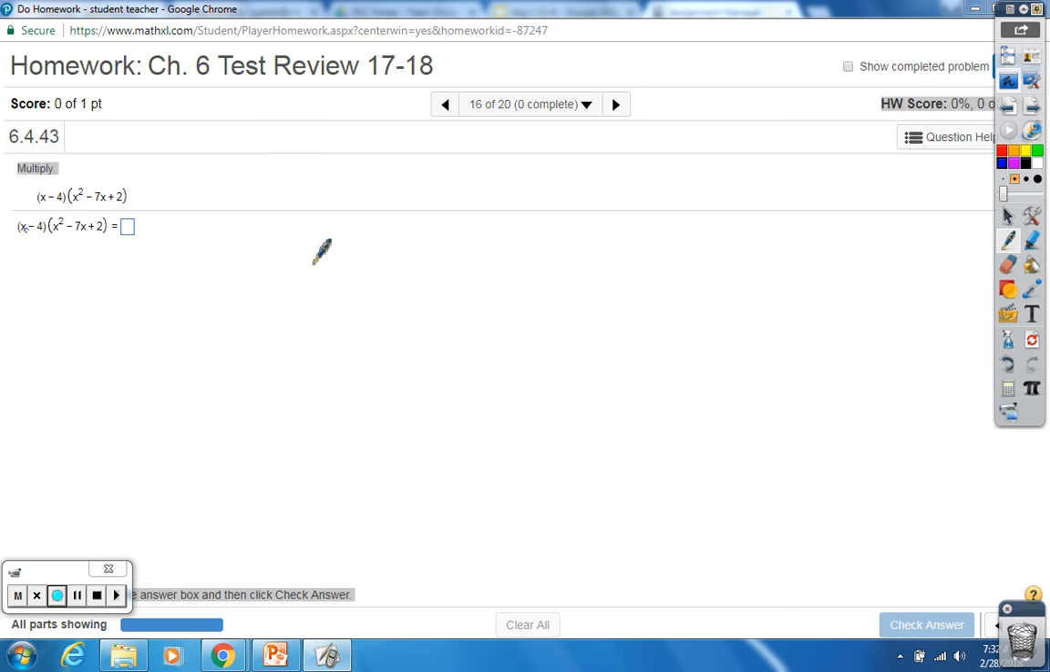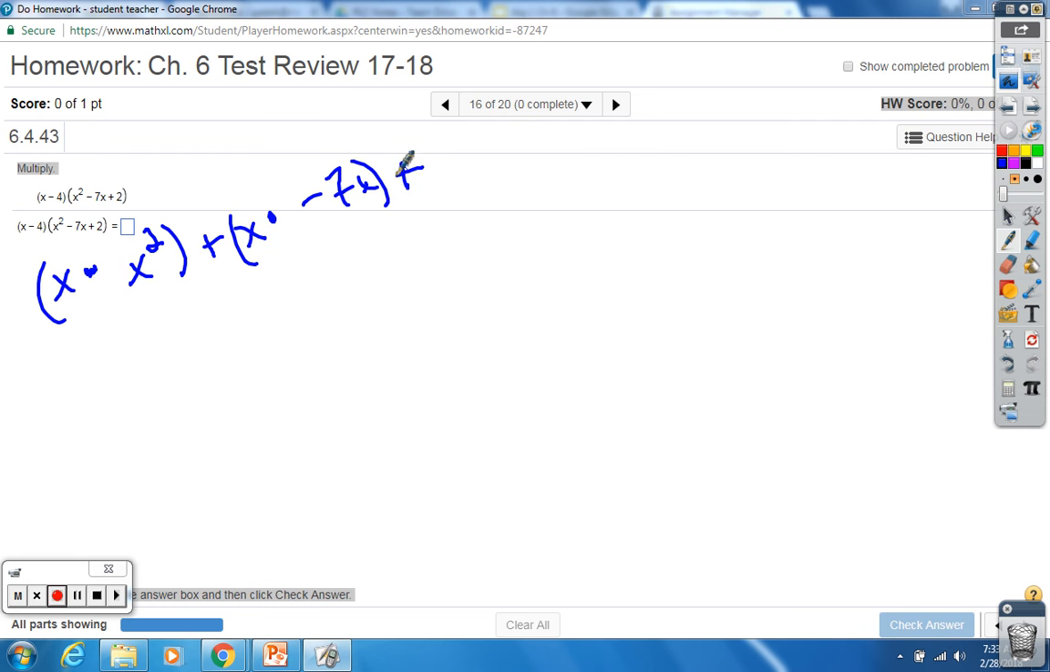Alright, in this one here, I'll have to distribute the x to each term on the inside of the second parentheses, and I also have to distribute that negative 4 to each term on the inside of that second parentheses. So I'll have x times x squared, and that's just from this x times x squared. Then I'll have my x times my negative 7x, so plus x times negative 7x.